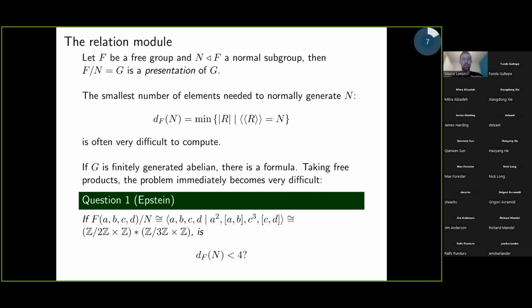For example, there's this group which Epstein studied, I think in the 60s, which is just a free product of two fairly simple abelian groups. You take Z mod 2Z times Z, free product with Z mod 3Z times Z. The obvious presentation has these two commutators and these two power relations, so there are four relations. The obvious guess is that this is normally generated by 4 elements. That's an upper bound. But is it possible that it's normally generated by 3 elements or 2 elements? This is an open problem, and we don't know the answer.